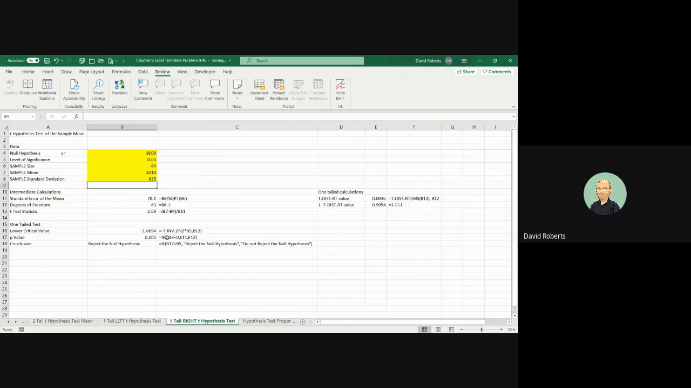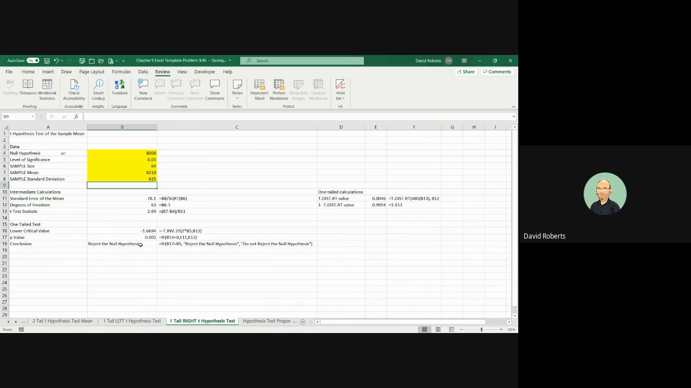So in this particular case, we can see that the p-value is 0.005, which is less than the level of significance. And it tells us in our conclusion in B18 to reject the null hypothesis. So what does that mean? The null hypothesis would have been the fact that the bus miles were 8,000 or less, because the alternate hypothesis would be that the bus miles were greater than 8,000 bus miles.